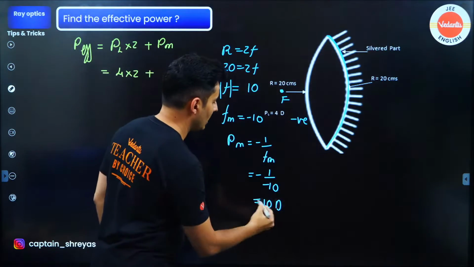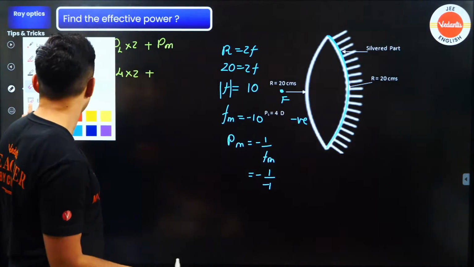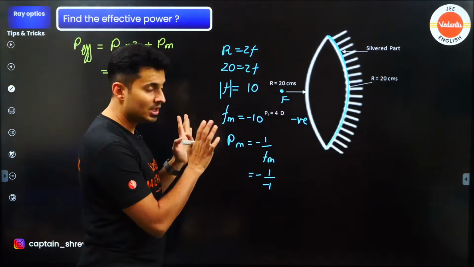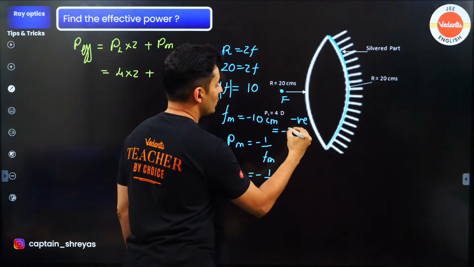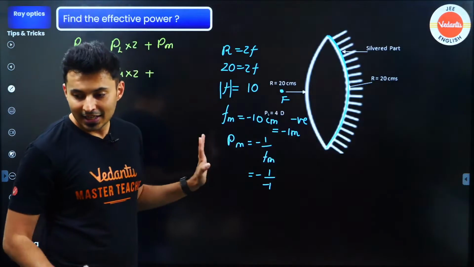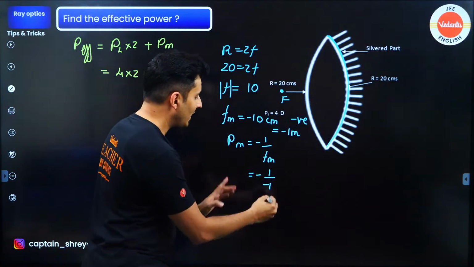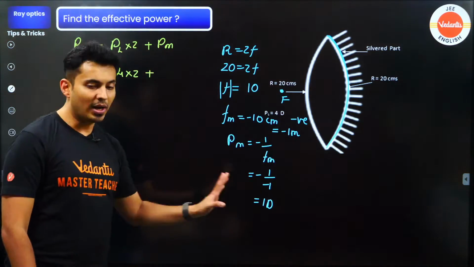Sorry, it's not plus 10 diopters, because this has to be in meters. For converting it into diopters, that's one thing which I should be very careful about. So minus 10, this is centimeters. So actually speaking, it is minus 1 meter, right? Correct? Okay. So minus minus cancels. So it will just become 1 diopter.